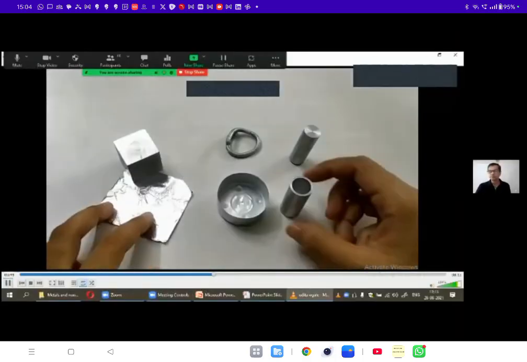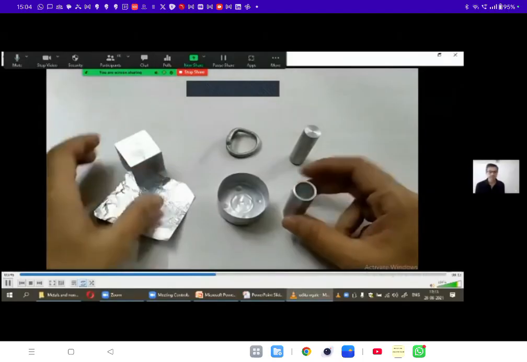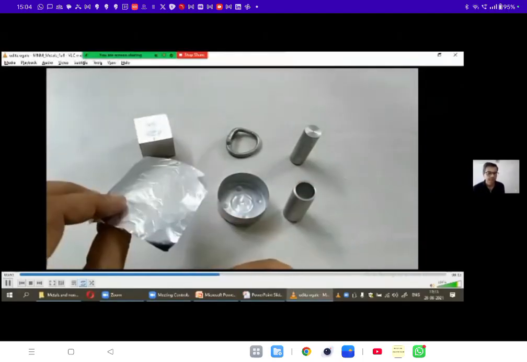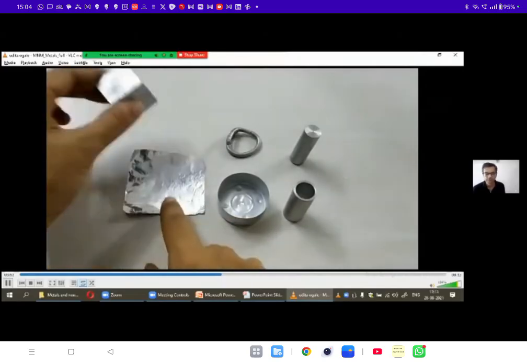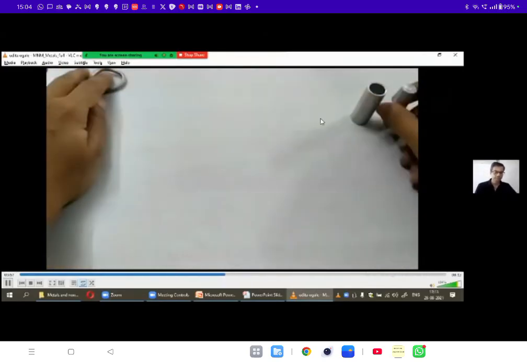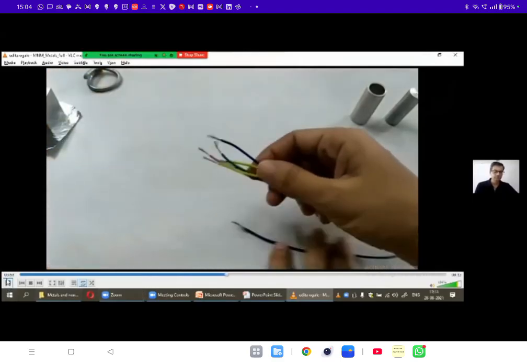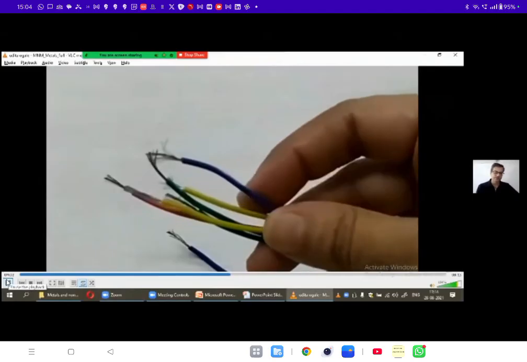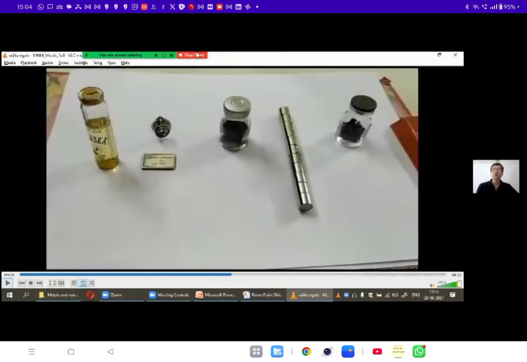These are all things made of aluminium, cylinder, cube. It's malleable, so you can make a thin foil like this. It is used in wrapping sandwiches and food stuff. Aluminium is also a good conductor of electricity, so it is used in electrical wires also. Low quality wires.